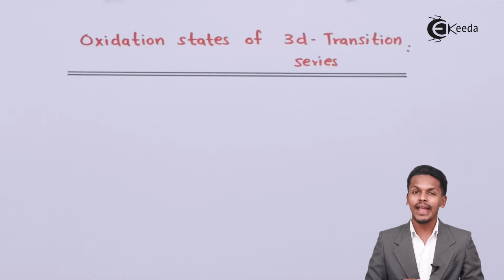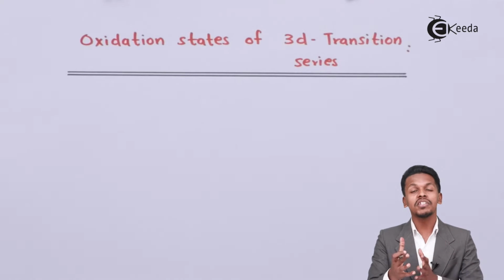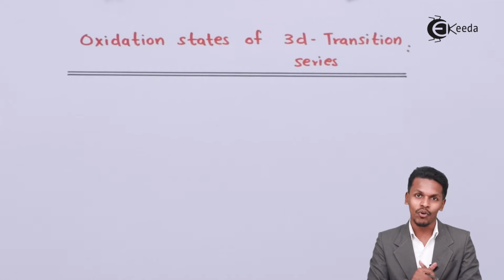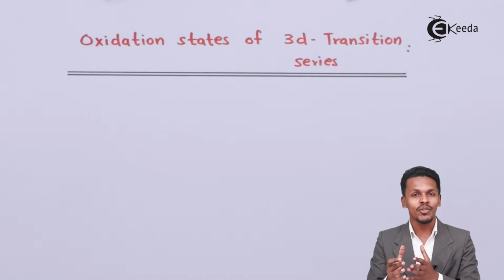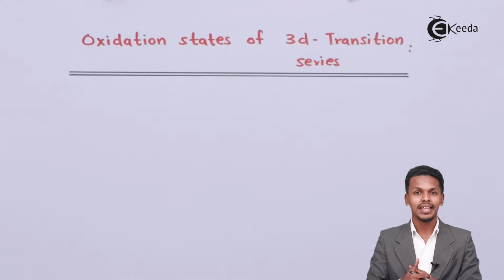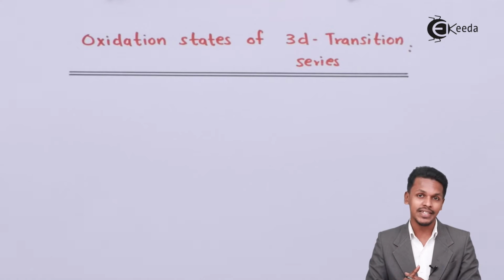So friends, now let me talk about the oxidation state of the transition series. The oxidation state of a particular transition element can be evaluated by knowing its electronic configuration. The electronic configuration is the topic we discussed in our previous lecture, but now let us discuss the oxidation state.